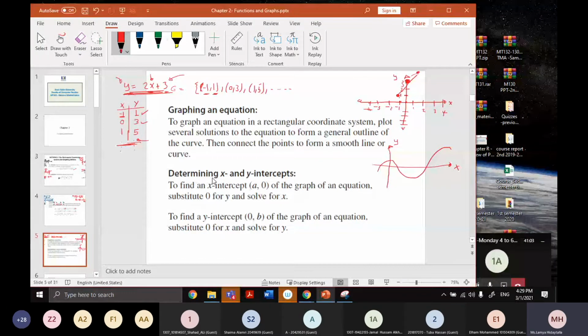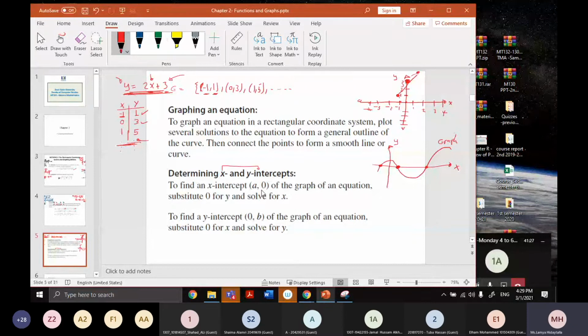Now, what do we need? We need the x-intercept. What is the x-intercept? This is where your graph meets the x-axis. So this is one of the points, correct? And also here, another point, and here, another point.